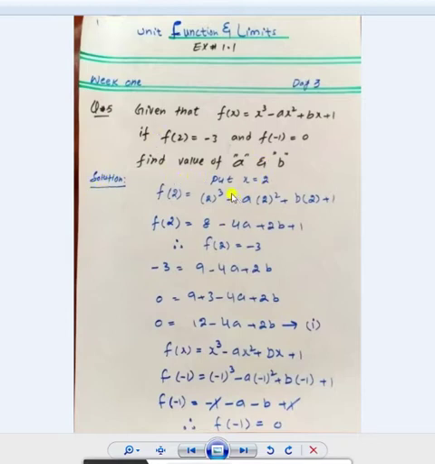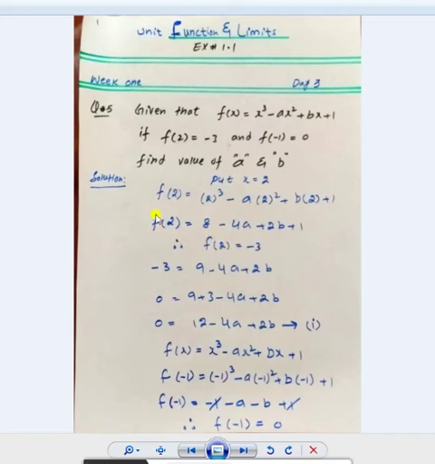The first step of this question is we put x equal to 2, because first of all we need f(2) in the place of x in the given question. f(2) = 2³ − a·2² + b·2 + 1. f(2) = 8 − 4a + 2b + 1. And f(2) is equal to −3, and this is given in our question.